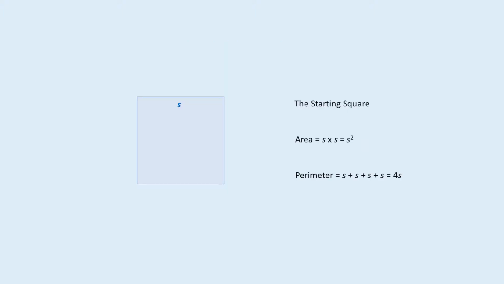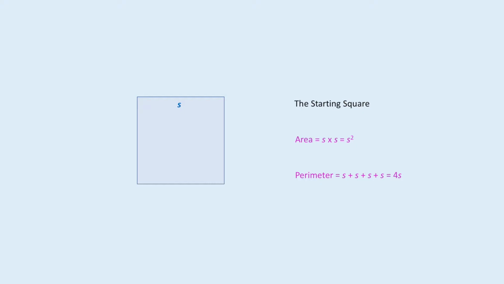We're going to start out with your paper square and assume that it has a side length of s. So for this square, that means that we can obtain its area by multiplying the length and width together to get s times s, or s squared, square units. The perimeter of the square can be obtained by adding s plus s plus s plus s to give 4s units.